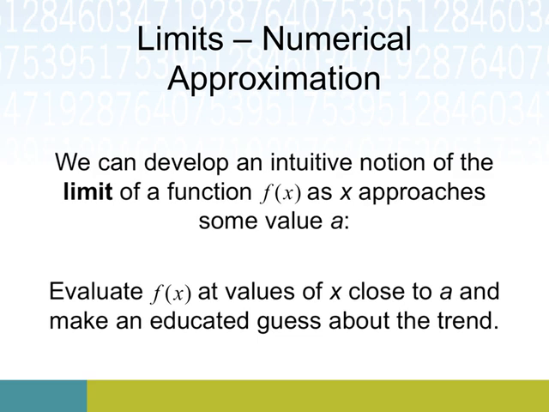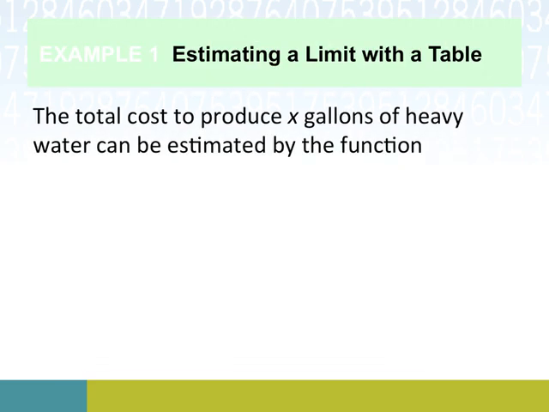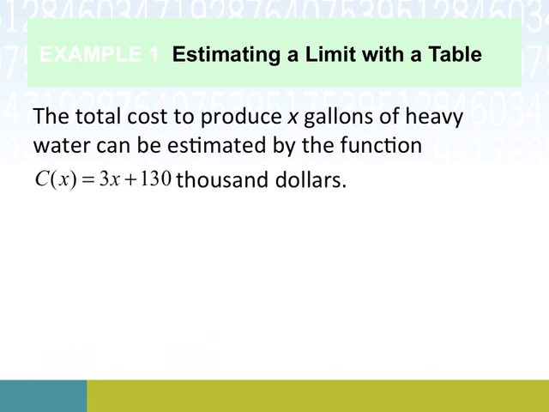And then we're going to use this numerical approximation strategy to make a guess about where this is headed. So let's try it out with an example. We'll imagine that we are some company or government agency who wants to produce heavy water. This is used with, I guess, a nuclear power plant. So we'll simplify our setup here and say that if we want to produce x gallons of heavy water, it's going to cost us about, so see, there's our cost function, 3x plus $130,000.